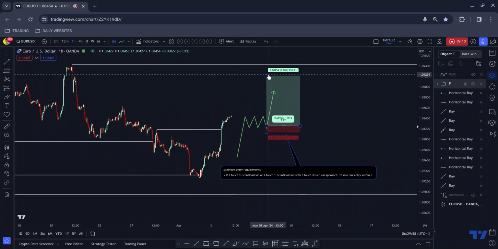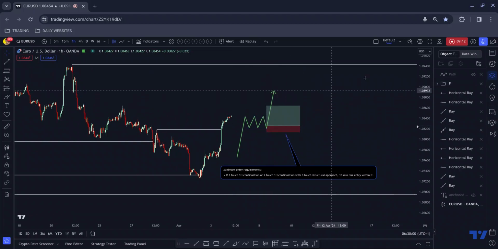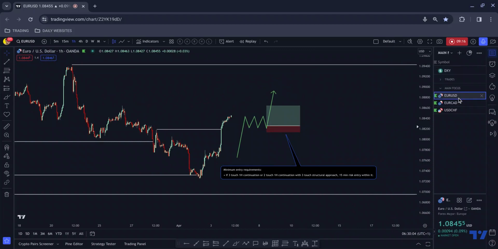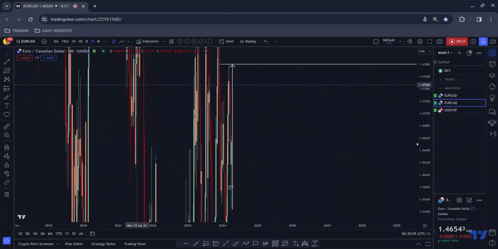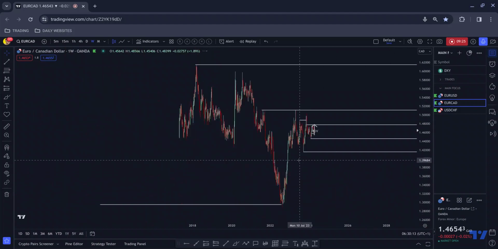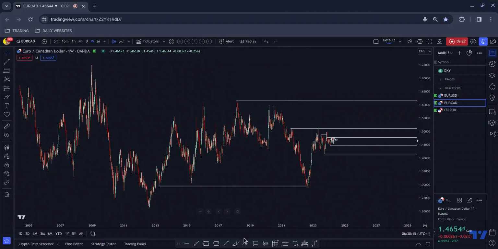That is euro dollar. Okay, let's move on to the next pair, which is Euro CAD. It's obviously going to be a similar story with Euro CAD, given the correlation between the Canadian dollar and the US dollar. Similar thing. We have this sharp move down there, followed by a sharp move up, which caused this massive run off to the upside.